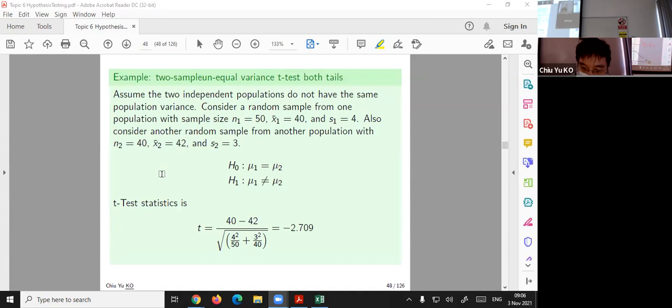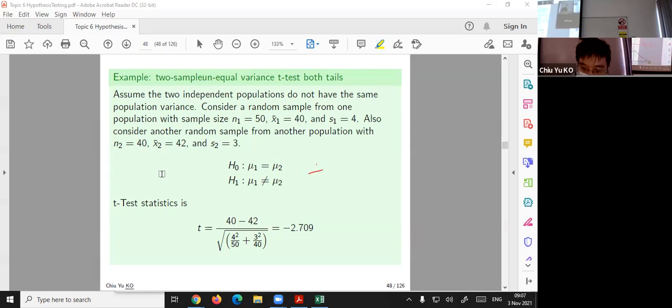Exactly all the numbers are the same as the previous example, but we no longer have the assumption that they share the same variance, which is more general. In that case, the calculation of the t-stat is actually much simpler. Just remember what the t-stat is here.